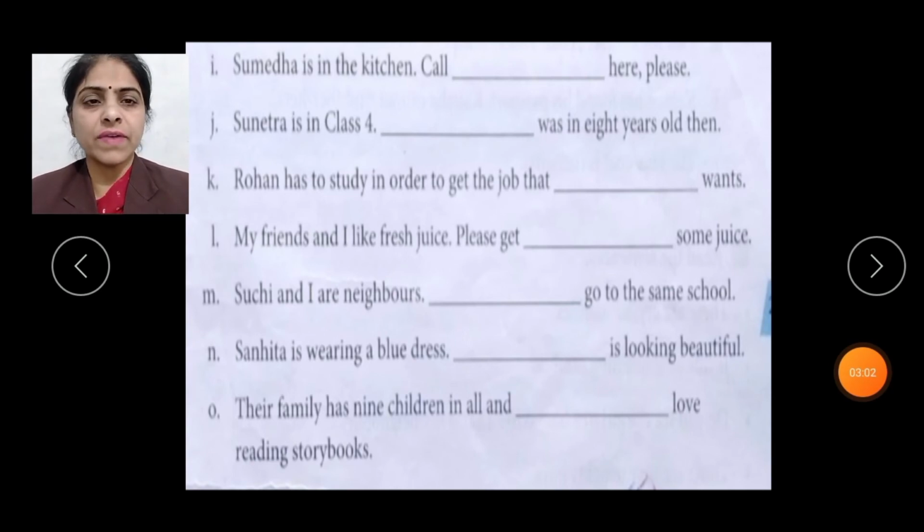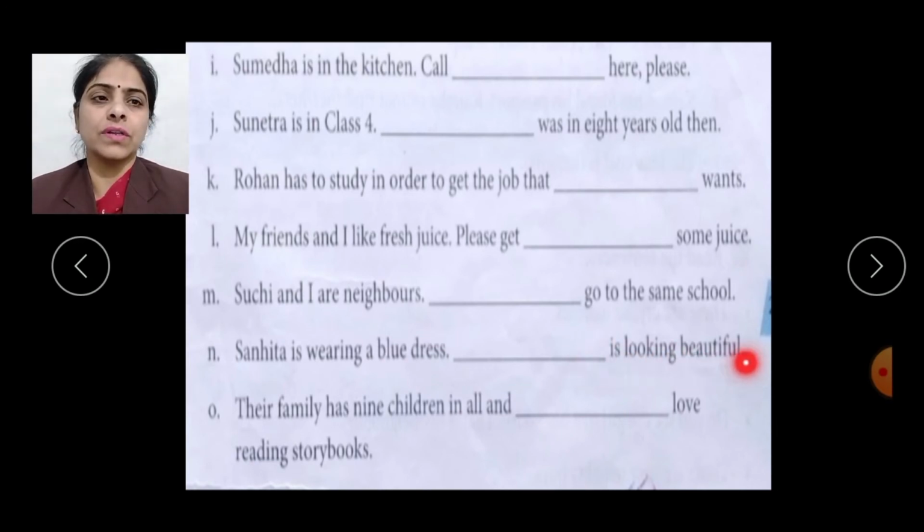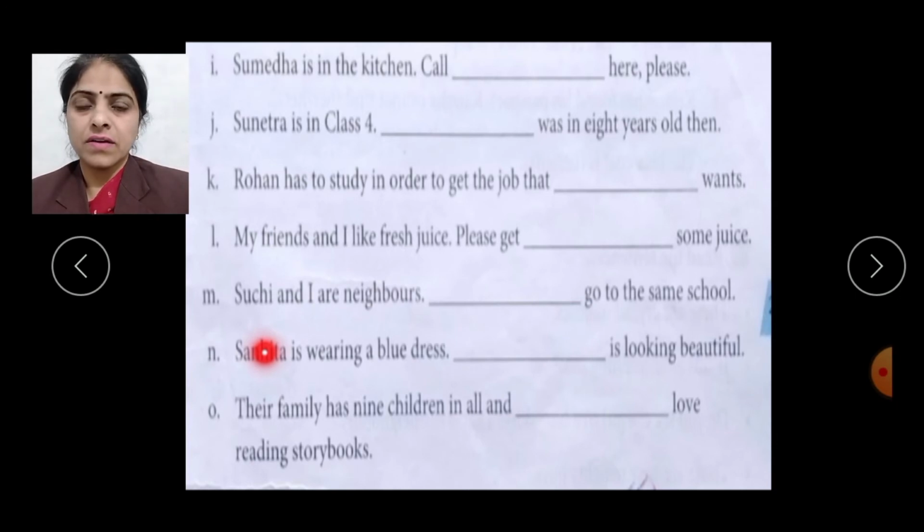After that, the next one is, Sahita is wearing a blue dress. Blank is looking beautiful. Here this blank refers to Sahita.